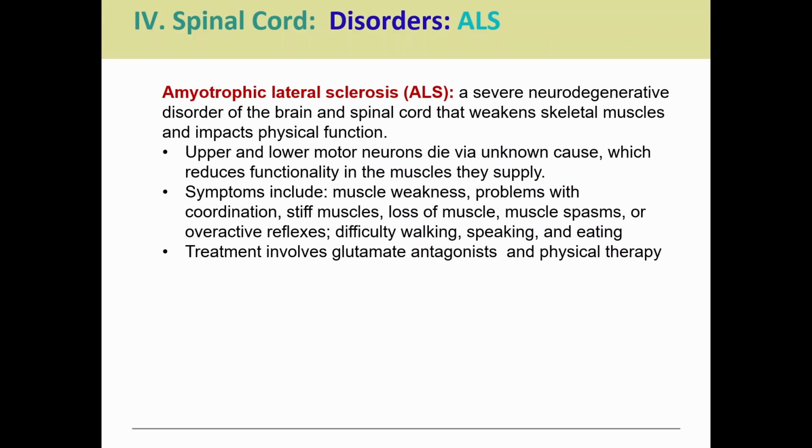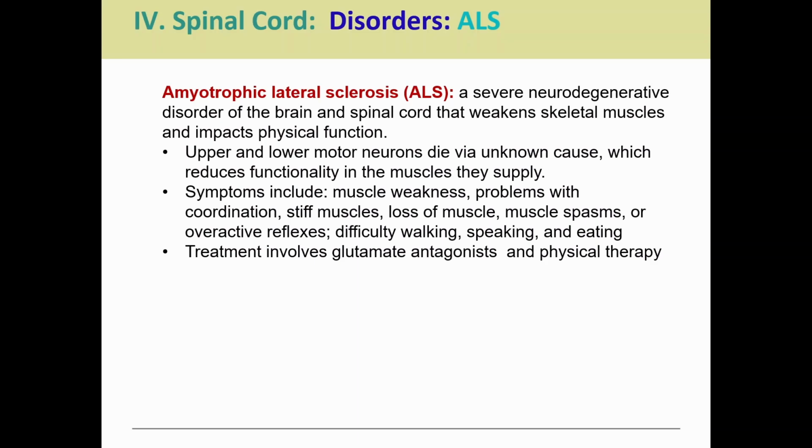And then amyotrophic lateral sclerosis, or ALS, also called Lou Gehrig's disease. This is a very severe neurodegenerative disease or disorder of the brain. This leads to the degeneration of motor neurons. And so this will cause skeletal muscles to weaken. We don't exactly know what causes it. We don't really have a way to fix this, and we definitely don't have a cure.